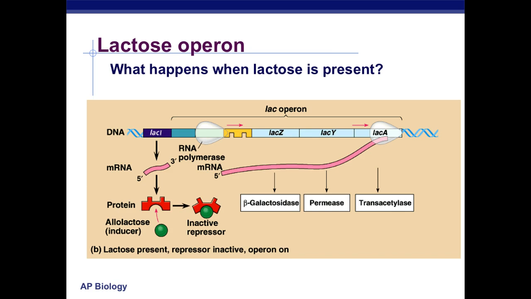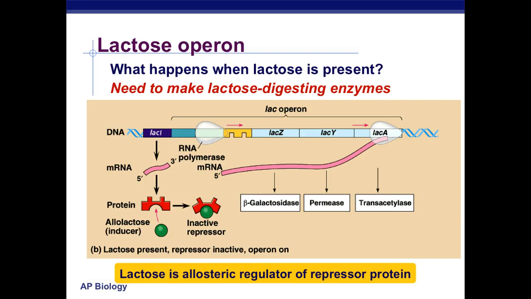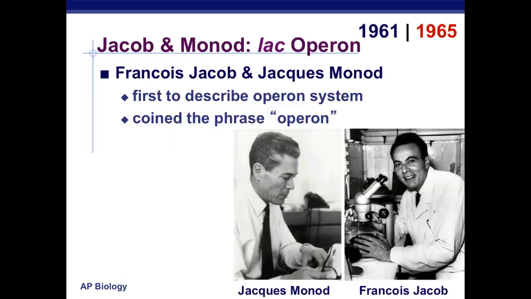So what happens when lactose is present? Unlike the tryptophan operon, where the enzymes are no longer being produced when tryptophan is present, when lactose is present, there need to be lactose digestion enzymes produced. So it turns on transcription and allows for enzymes to be made to break down the lactose that is present. Lactose is also an allosteric regulator of a repressor protein.